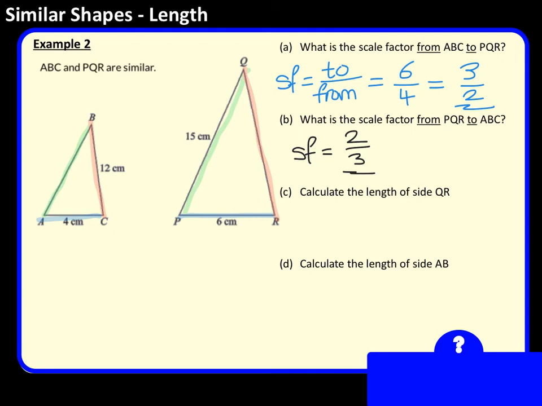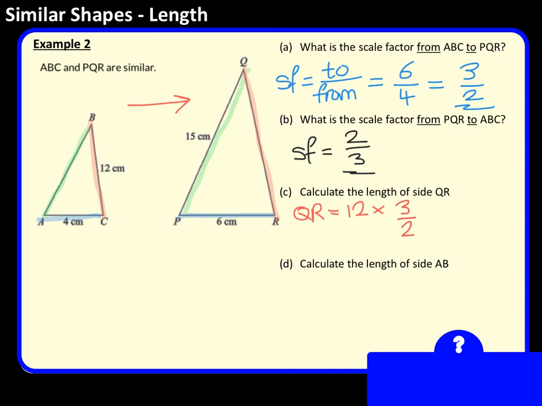Okay, now on C, I'm going to calculate the length of side QR. So I'm going to triangle PQR, I'm going to say QR is the original red measurement of 12 multiplied by the scale factor that gets me 2 PQR. So that's what I did up here. So multiplying by 3 over 2. Now remember, we might be asked to do this without a calculator.